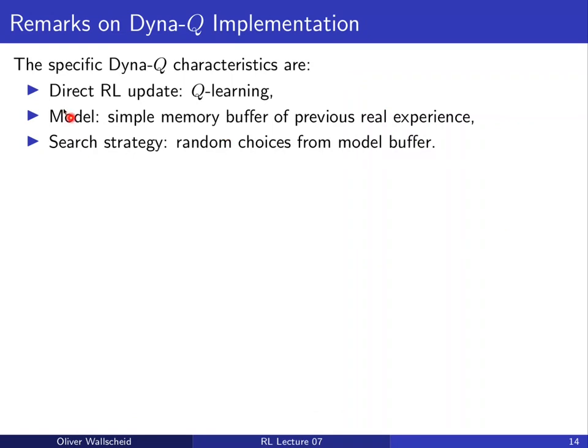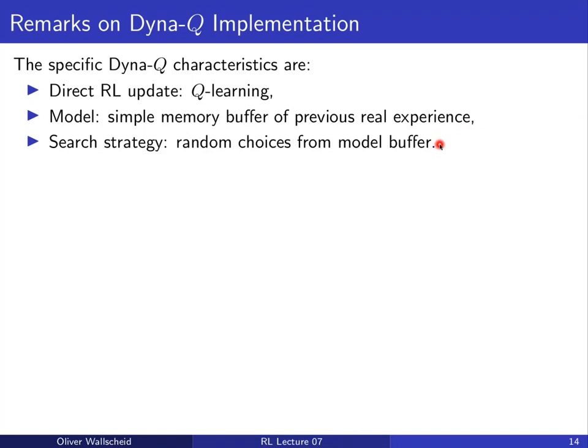So the three degrees of freedom of the Dyna framework, as I said, start with the direct reinforcement learning update. As the name already says, here we are using Q-learning as a specific example. However, we could also use other types of direct reinforcement learning updates, such as SARSA. The model is just a simple memory buffer of previous real experience, but we could also put in any other type of model which will lead to the same purpose.